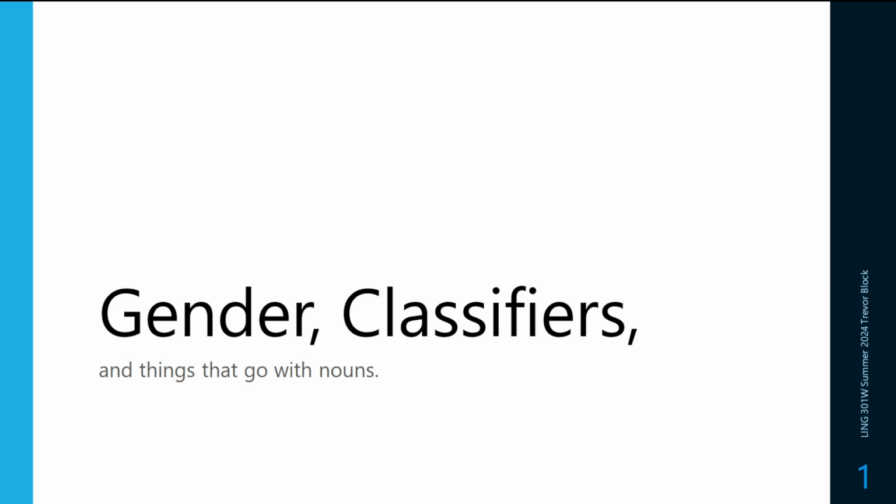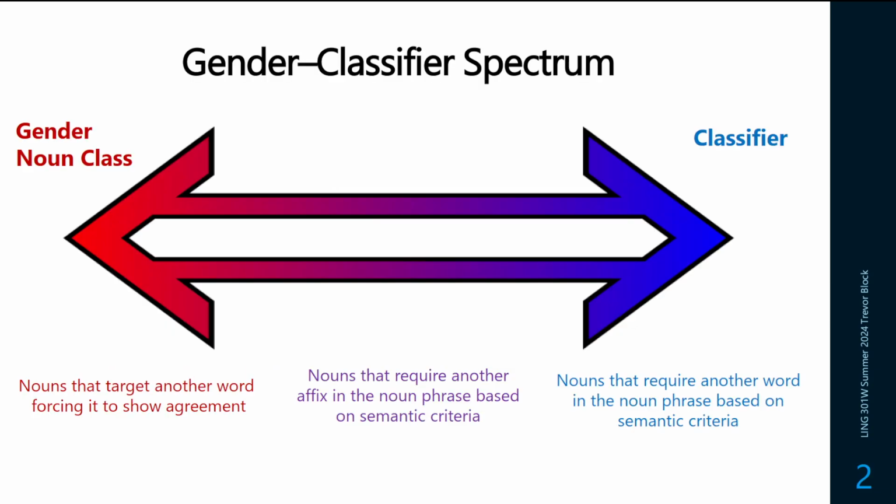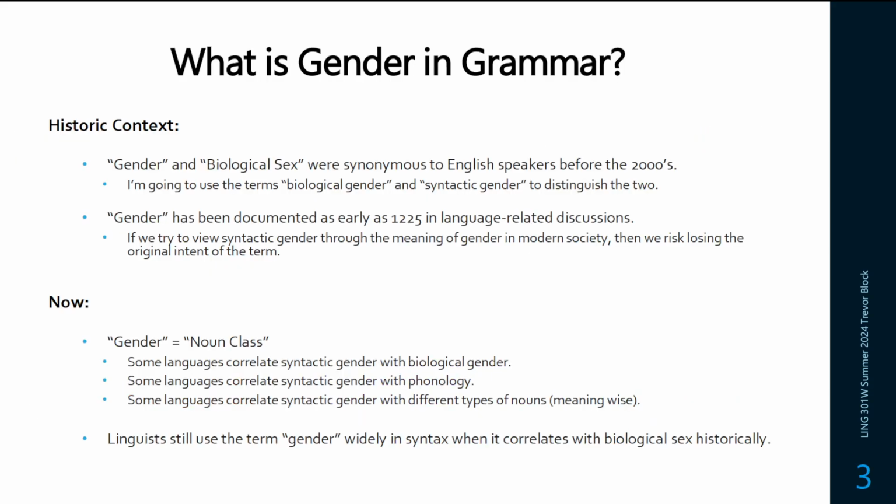But this is gender classifiers and things that go with nouns, but really what I mean there is just systems that might look like classifiers but are actually gender. So, gender and classifiers are kind of on a bit of a spectrum. It's not so much like a 0 to 100, it's more like there's clear divisions about where they can be. But we'll talk about gender and we'll talk about classifiers with this. This is just a little bit of a summary slide.